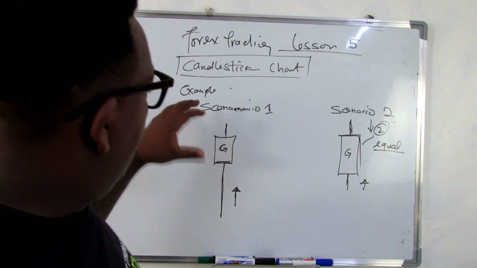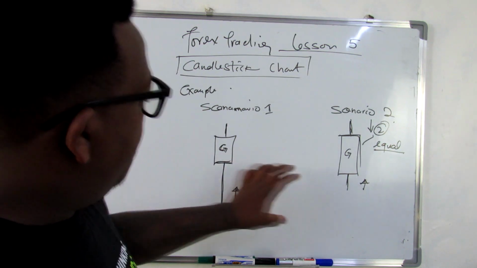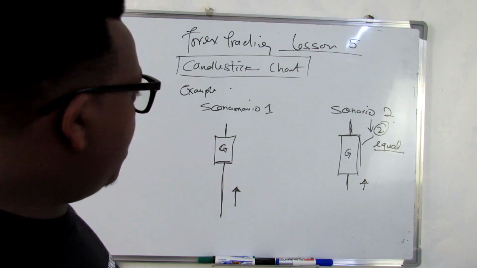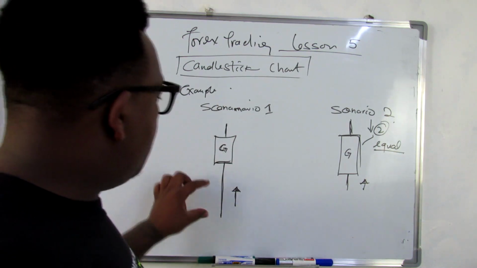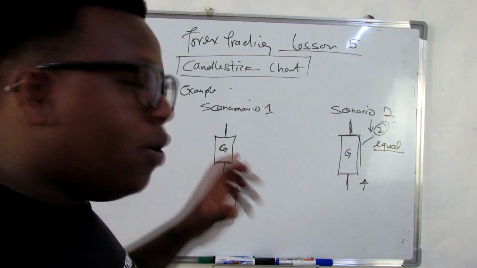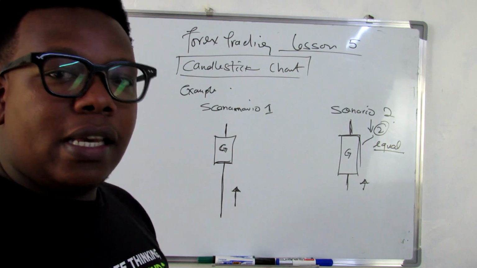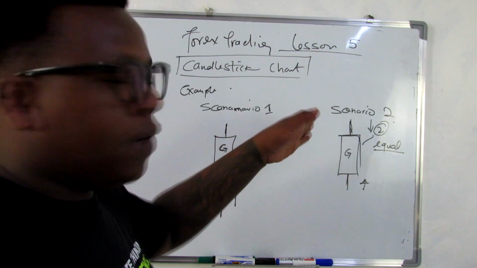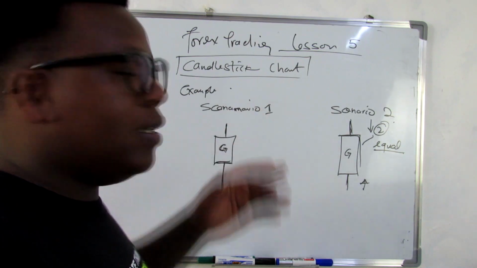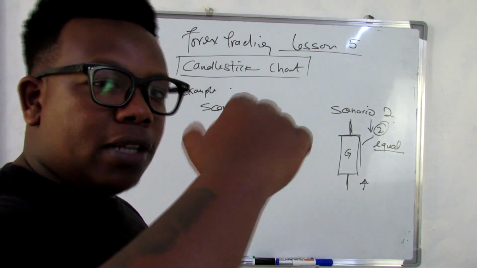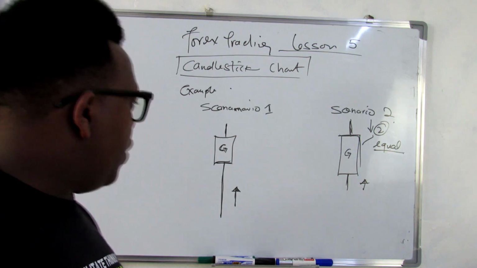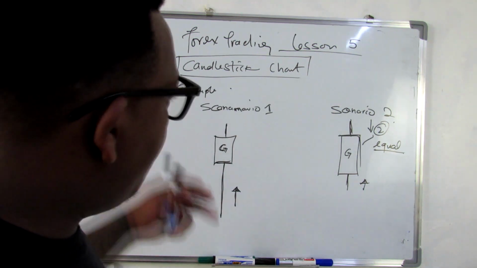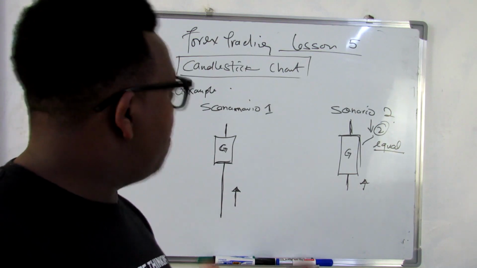As I was saying, the size of the wick is very, very important when it comes to determining where the pressure is coming from. If you can identify where the long wicks are forming, definitely there's a force coming from that side. And if you look at the consecutive candlesticks that form after that, trust me, the market is going to unfold going in that direction. So basically these are just some of the concepts you need to know about candlestick charts.